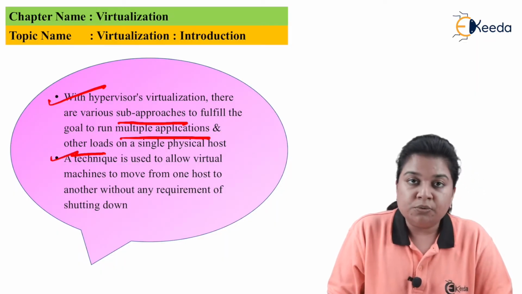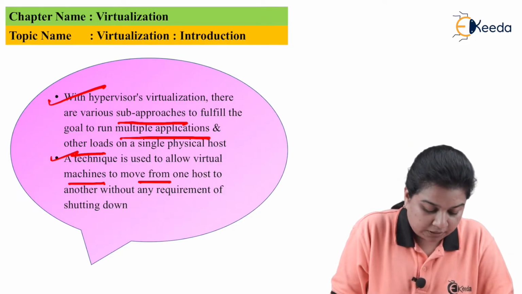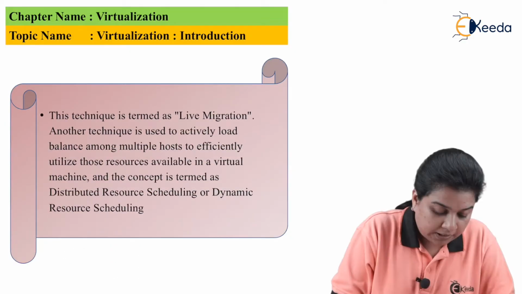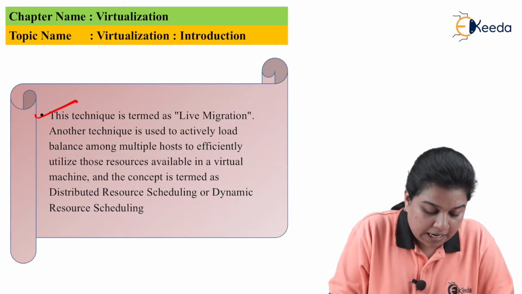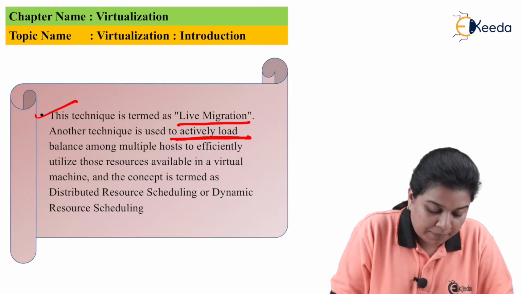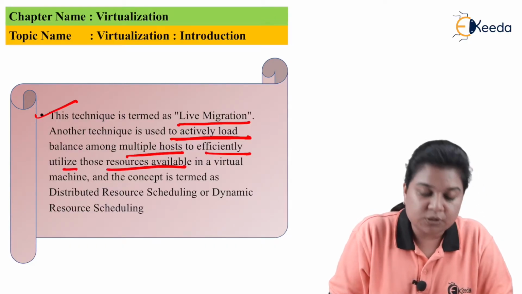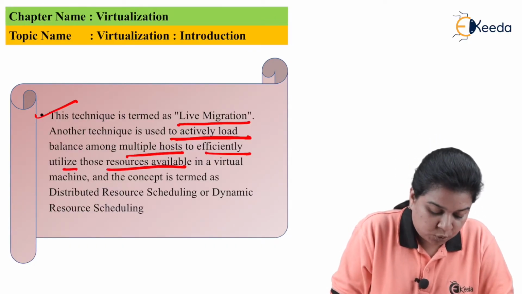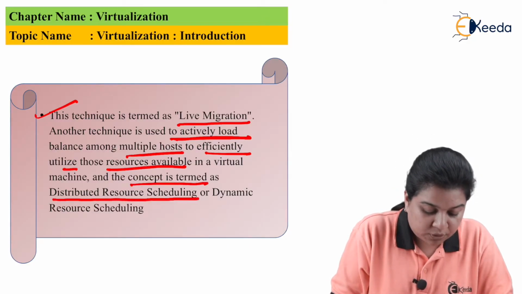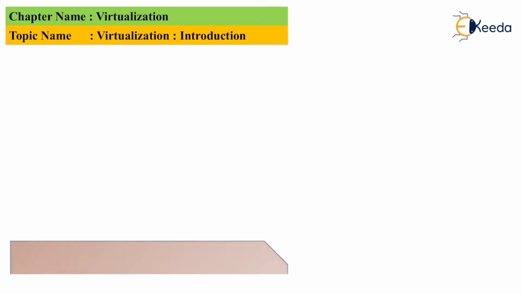A technique is used to allow virtual machines to move from one host to another without any requirement of shutting down. This technique is termed as live migration. Another technique is used to actively load balance among multiple hosts to efficiently utilize those resources available in a virtual machine, and the concept is termed as distributed resource scheduling or dynamic resource scheduling.